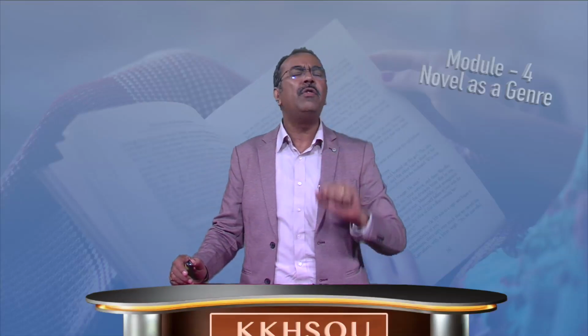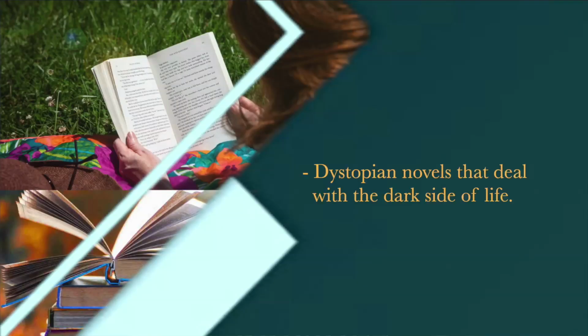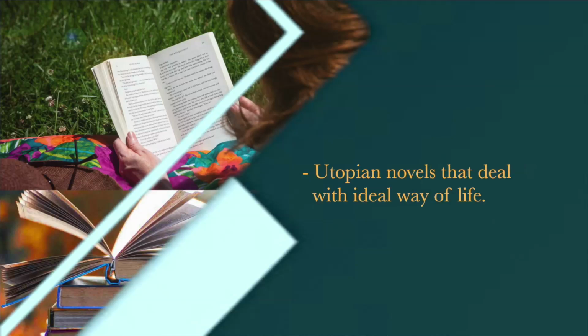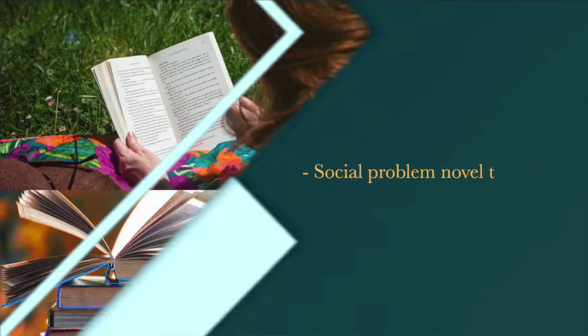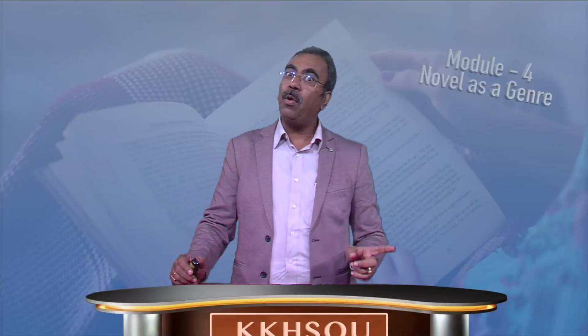So these are just a few types. We can have different types again, which we have not discussed, but gradually we'll talk about them. So we have dystopian novels, novels that deal with the dark side of life. We have utopian novels which deal with the ideal way of life. We have the social problem novel that deals with social problems. So there can be different types, but as you can see, the role of the imagination and the organization and construction of that through a very well-structured process brings that world through the imagination to life for the reader.